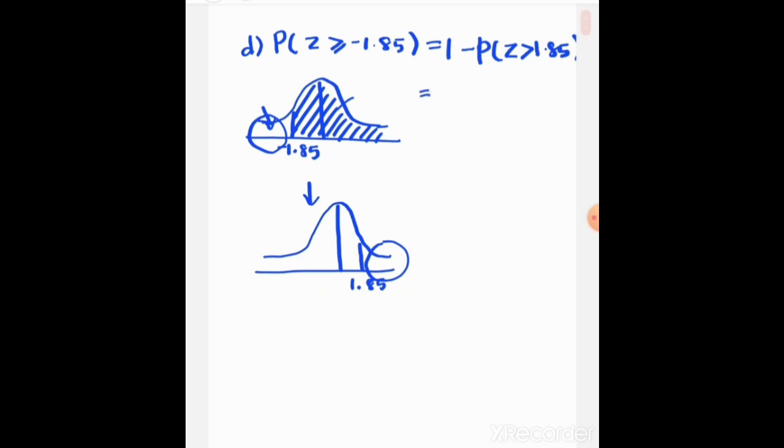So by reading from the table, we get 1 minus 0.0322, which equals 0.9678.